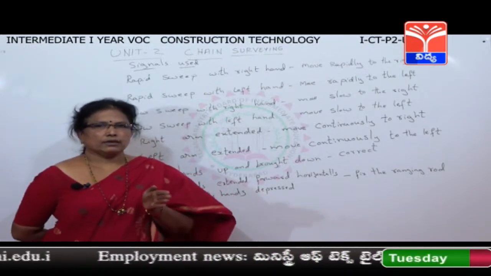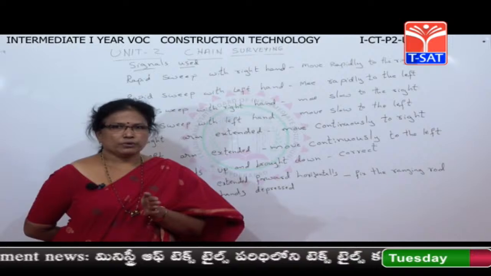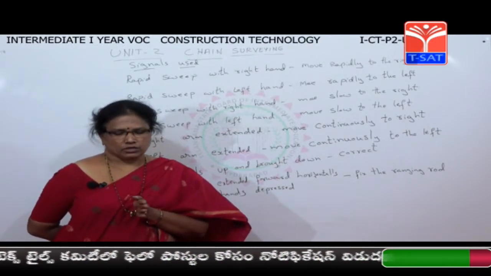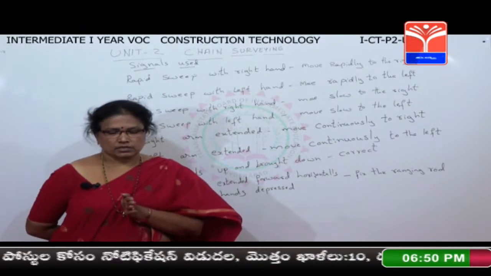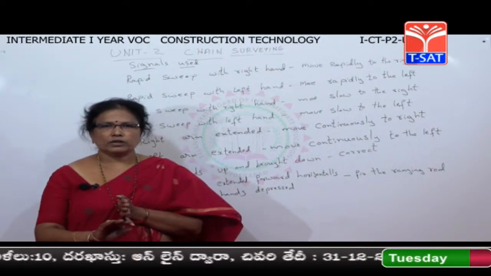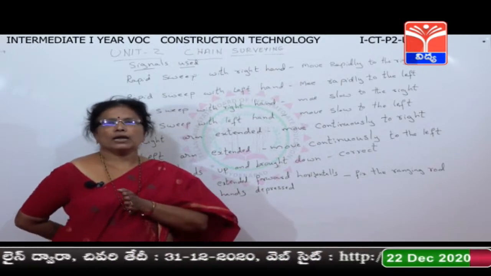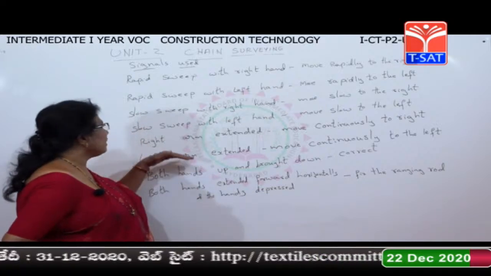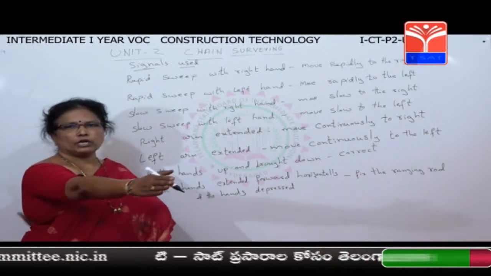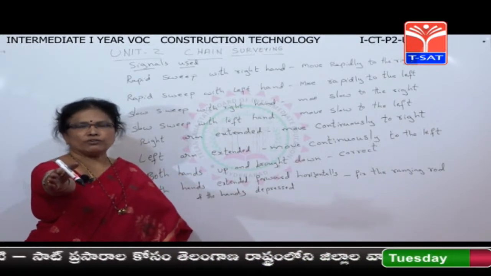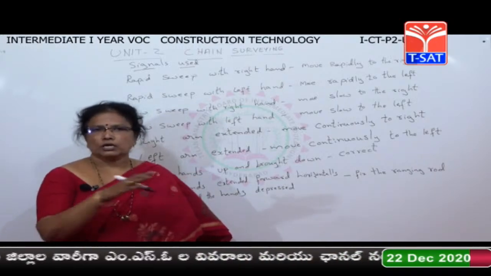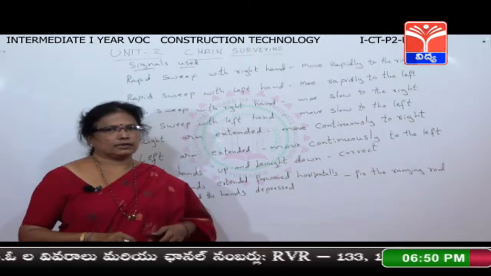Next signal is rapid sweep, slow sweep left hand. So like this, left hand is swept slowly in the left hand direction. Then you have to move the ranging rod slowly to the left side. Then next, right arm extended. Right arm extended and continuously you will move the hand to the right side. Then you have to move the ranging rod continuously to the right hand side.